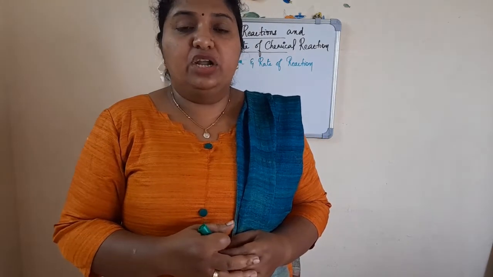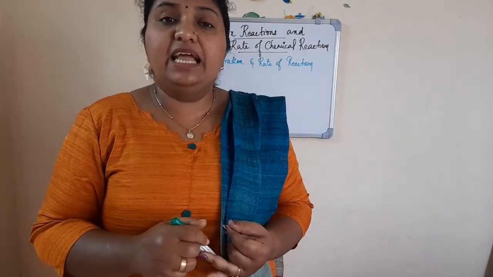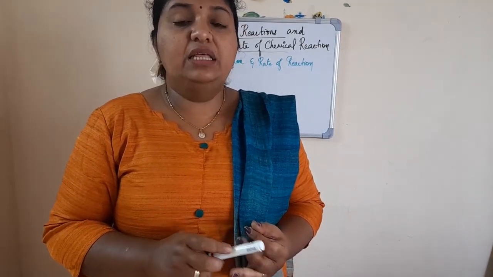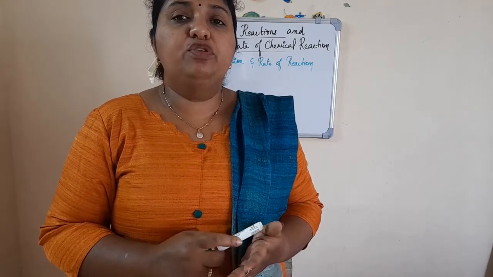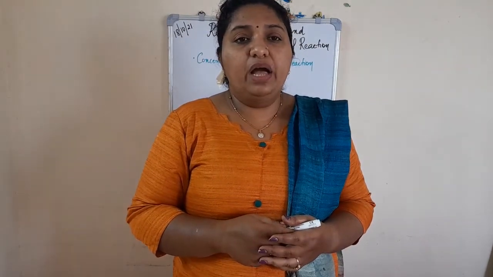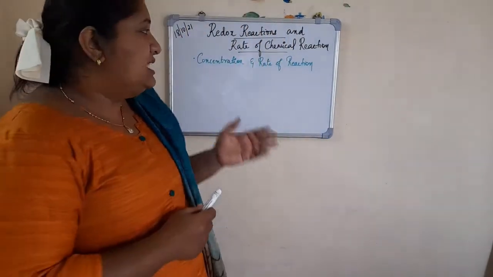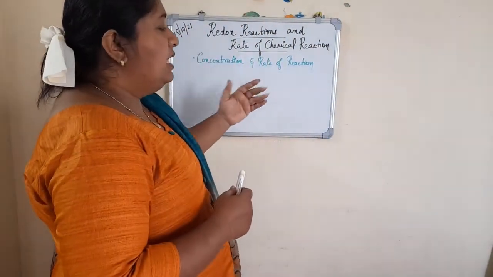First is nature of the reactant. Second is concentration. Third is surface area. Fourth one, temperature. And fifth one is catalyst. So the first one we discussed earlier, that is the nature of the reactant. Now we are going to discuss concentration and rate of the reaction.